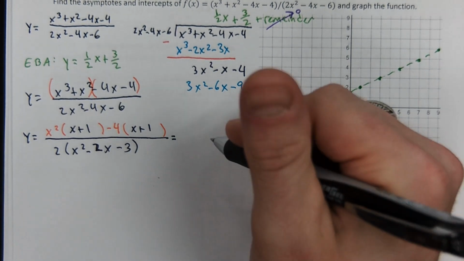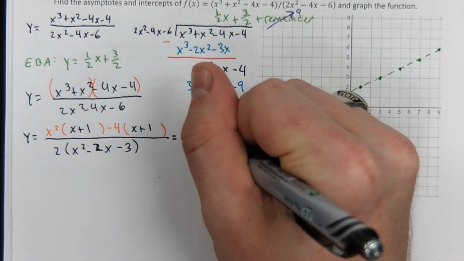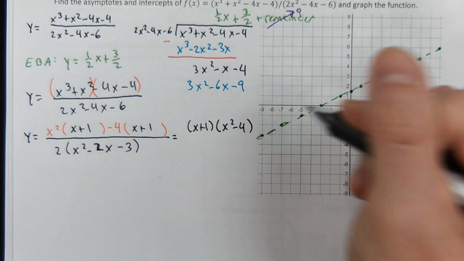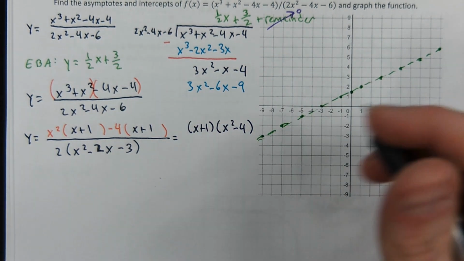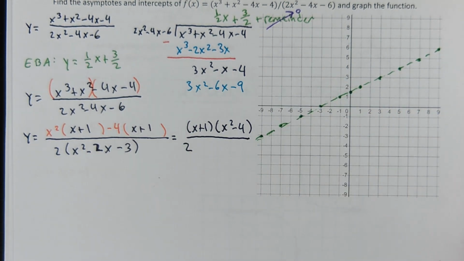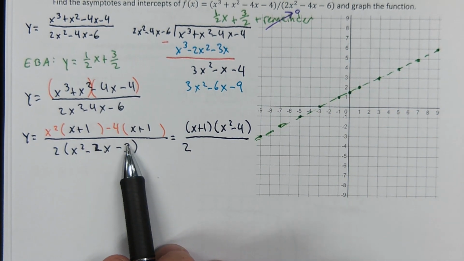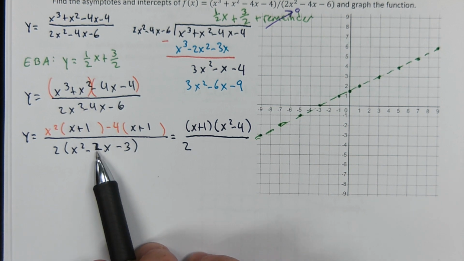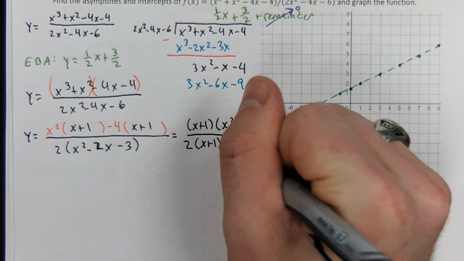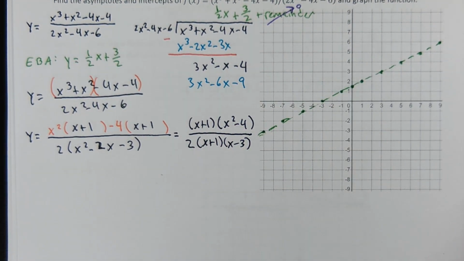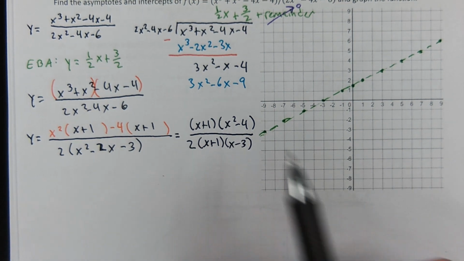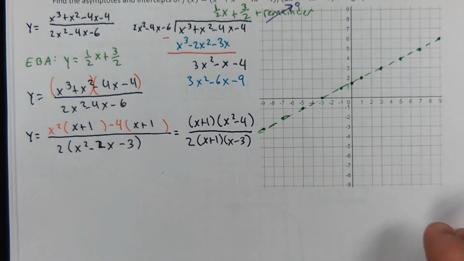The top, I have an x plus 1 and an x squared minus 4. That's a special case, and that's going to factor. In the denominator, though, I'm looking for the two numbers that multiply to -3 and add to -2. Well, that's 1 and -3. Lastly, the x squared minus 4 factors.